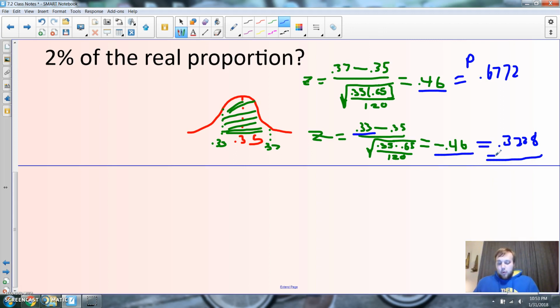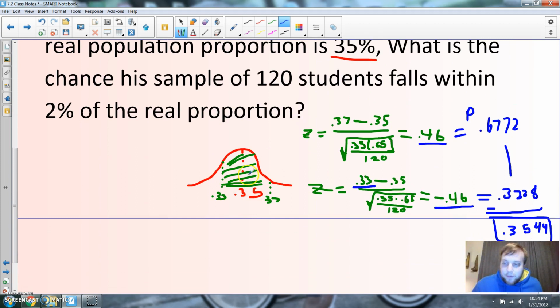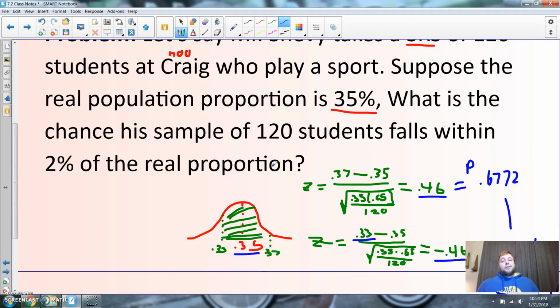Now I just take my high minus my low, and that will be the area in between. So I'm going to go 0.6772 minus 0.3228, and I get the area in between those two values: 0.3544. So what's the likelihood I fall within 2%? I have about a 35% chance that I'm going to fall within 2% of the actual amount if I sample 120 students. That's pretty good, guys.